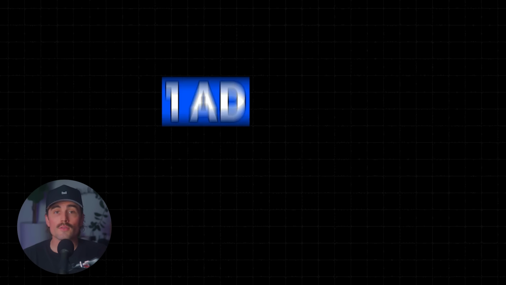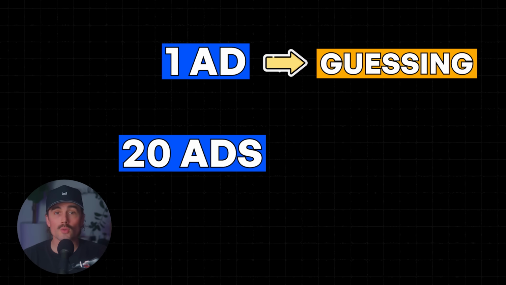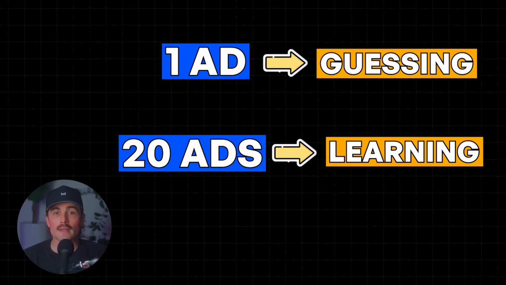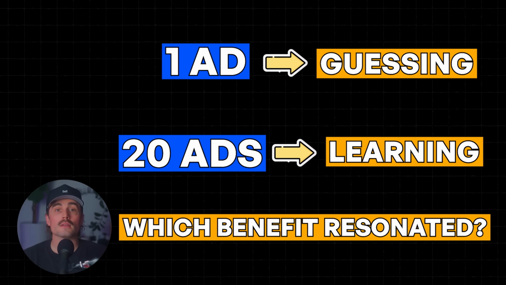Think about it this way. If you launch one ad, you're guessing. If you launch 20 variations with different hooks and angles, you're learning. Each variation gives you data. Which hook worked? Which benefit resonated? Which tone held attention longer? The dropshipping brands winning with paid ads aren't necessarily more creative. They just test faster.